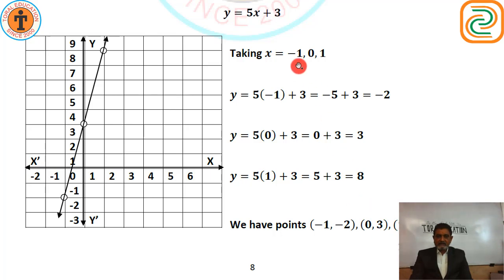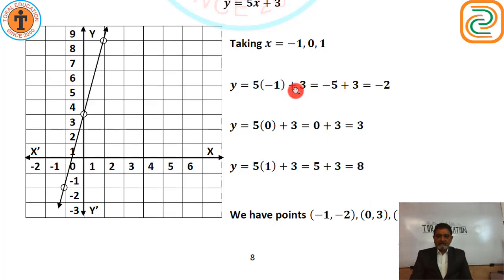And we have taken x equals minus 1, 0 and 1. Right? So this is our graph.